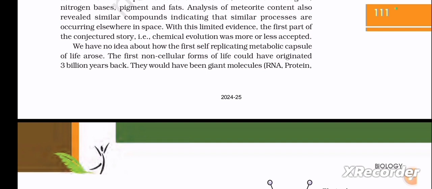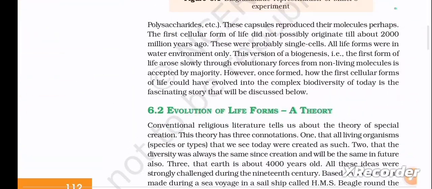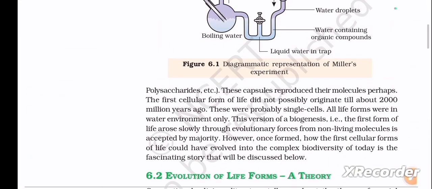The first non-cellular forms of life could have originated 3 billion years back. They would have been giant molecules, RNA, protein, polysaccharides, etc. These capsules produced their own molecules perhaps. The first cellular form of life did not possibly originate till about 2000 million years ago.